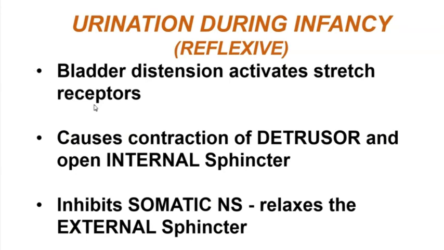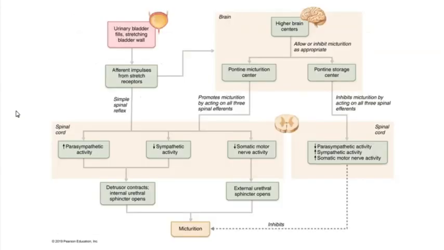The other thing that this reflexive response does is it inhibits the somatic nervous system. So it inhibits the skeletal muscle control over the external urethral sphincter. So remember, external urethral sphincter is skeletal muscle, so we can voluntarily control that. But during infancy, this reflex actually inhibits our ability to control it. And so the somatic nervous system is inhibited, and that allows relaxation and opening of the external urethral sphincter. So that will allow urine to flow out of the urinary bladder.